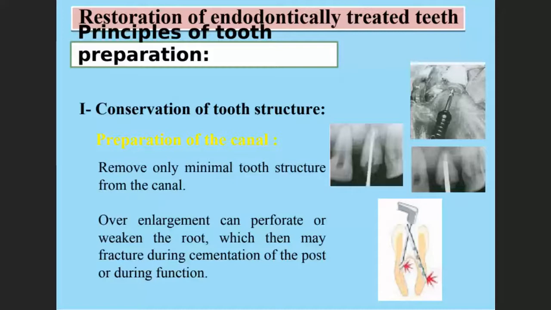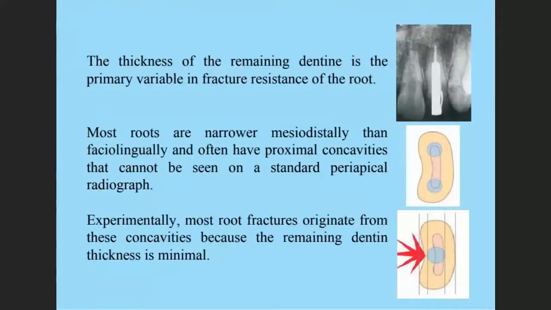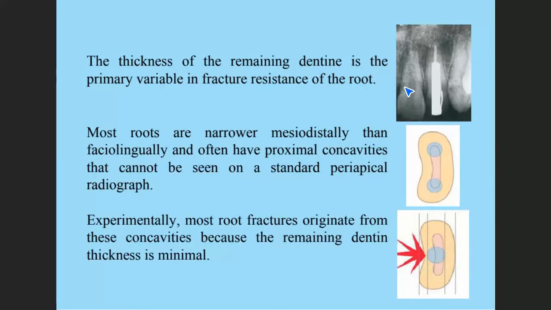First principle of tooth preparation here is conservation of tooth structure. So during preparation of the canal, you have to only remove minimum amount of tooth structure. Over enlarging or over preparation will weaken the root and will cause fracture during function. The thickness of the remaining dentine is the primary variable in fracture resistance of the root. So you have to keep as much dentine as you can.